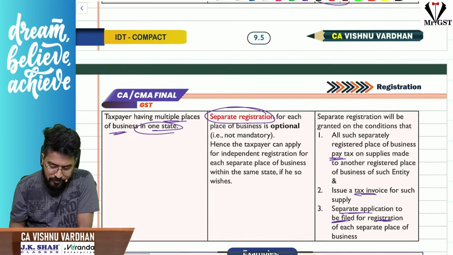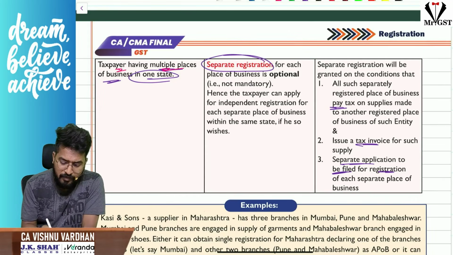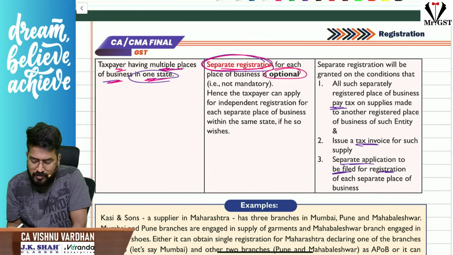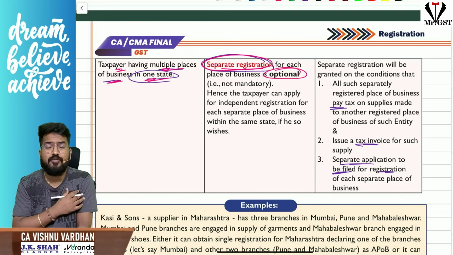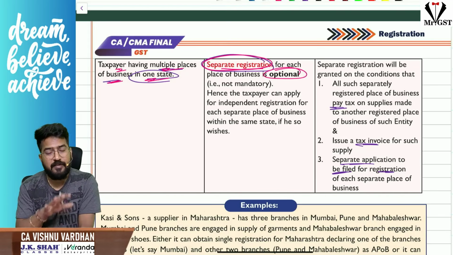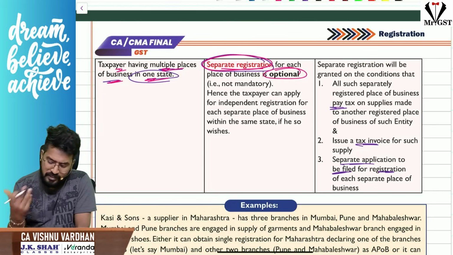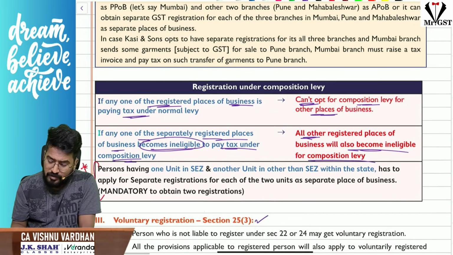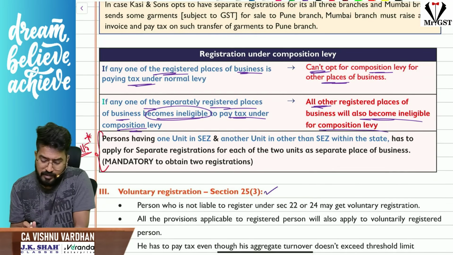Okay. Next, as I told you, sir, for a taxpayer having multiple places of business in one state, separate registration is optional. But if they want to take registration, they can, and later if they do, what will happen? The supply between the same branches within that particular state will also become supply. They should raise a tax invoice and pay tax on that, and the recipient can take ITC. All those points we have already discussed in the supply chapter.